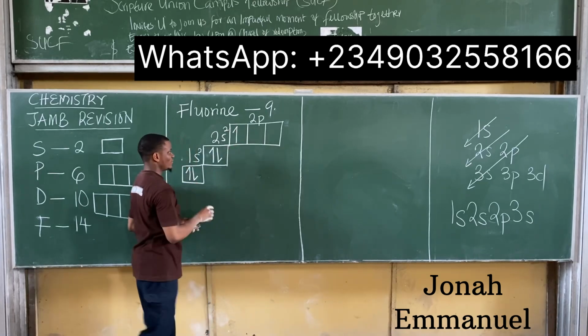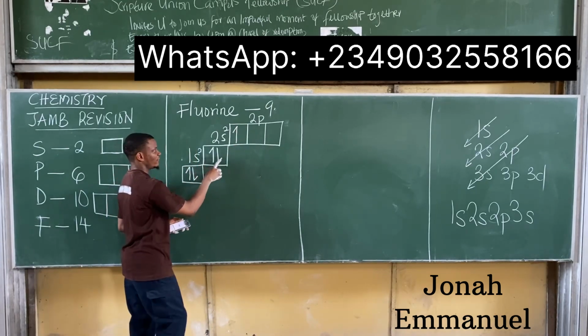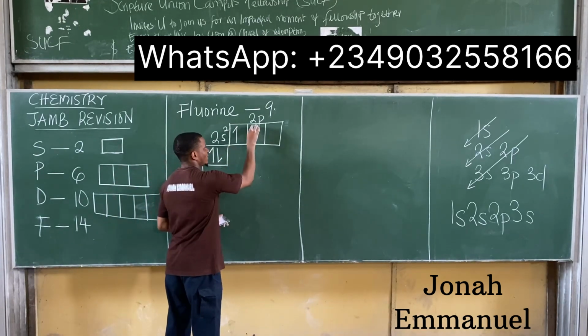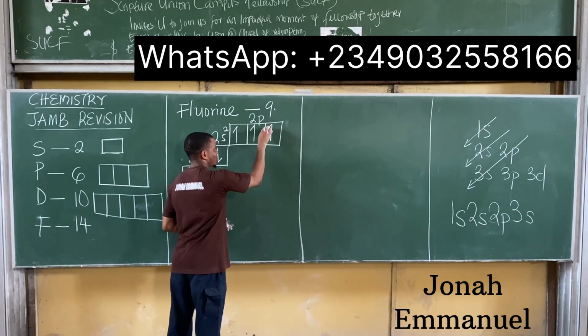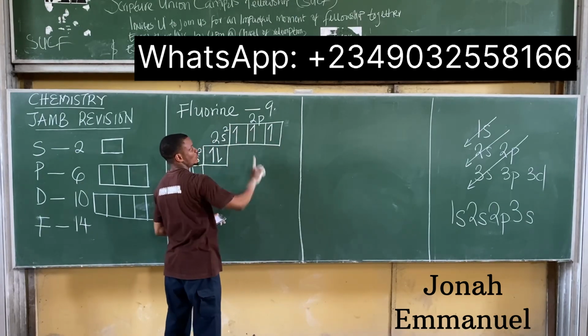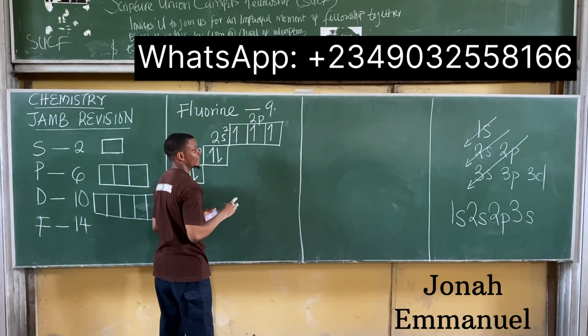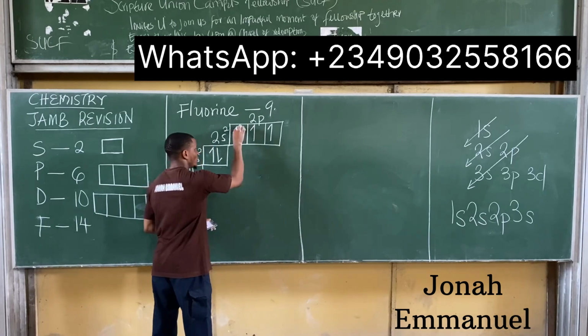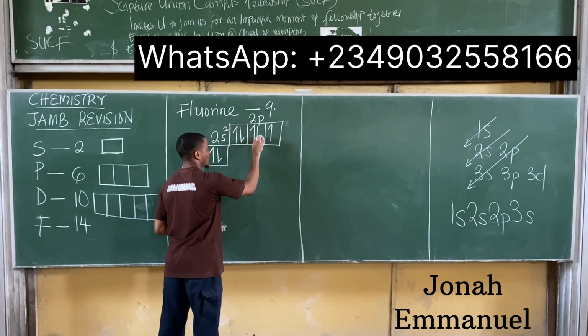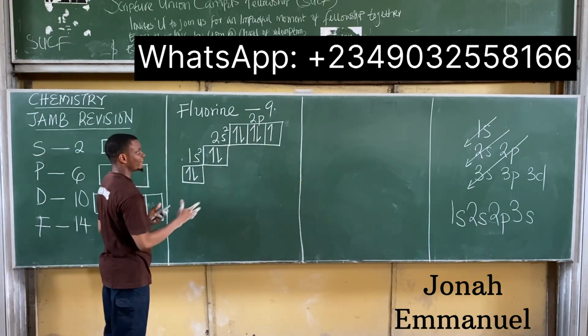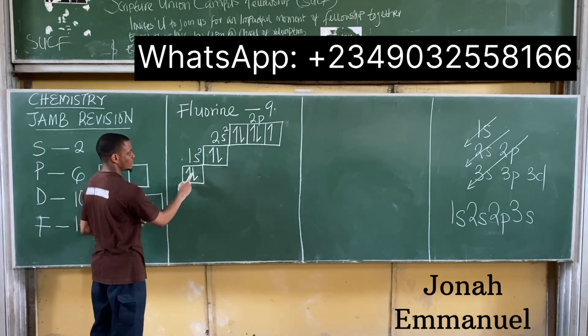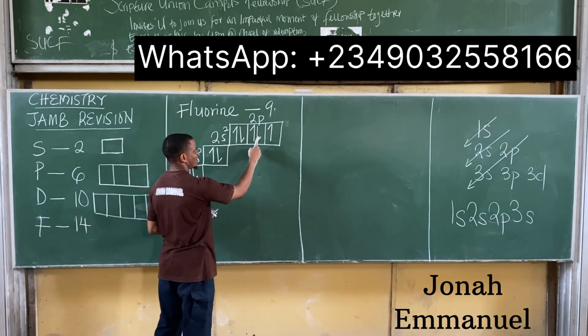So if I count here, 1, 2, 3, 4, 5, 6, 7. So observe, I fill the ones going up first. Then I'll come back and fill the ones going down. 7, 8, and then 9. At this point, I've filled in my 9 electrons: 1, 2, 3, 4, 5, 6, 7, 8, 9.